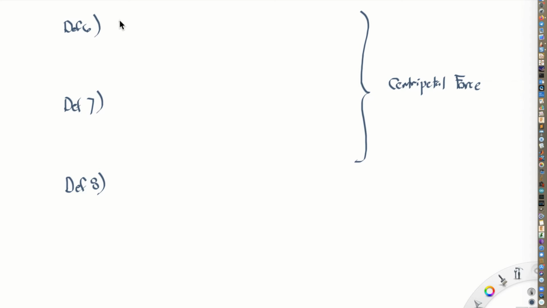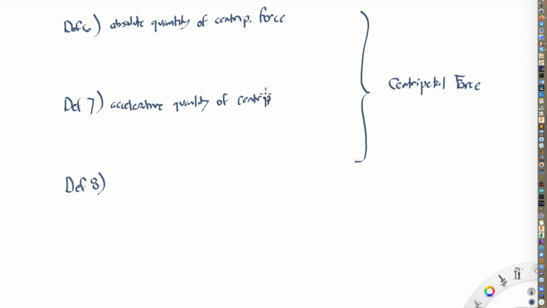Okay, so let me just mention what these 3 definitions are. He talks about the absolute quantity of centripetal force. He talks about the accelerative quantity of centripetal force. And he talks about the motive quantity of centripetal force. Whenever he talks about quantities, that's kind of a clue that he's going to be talking about how we measure something.